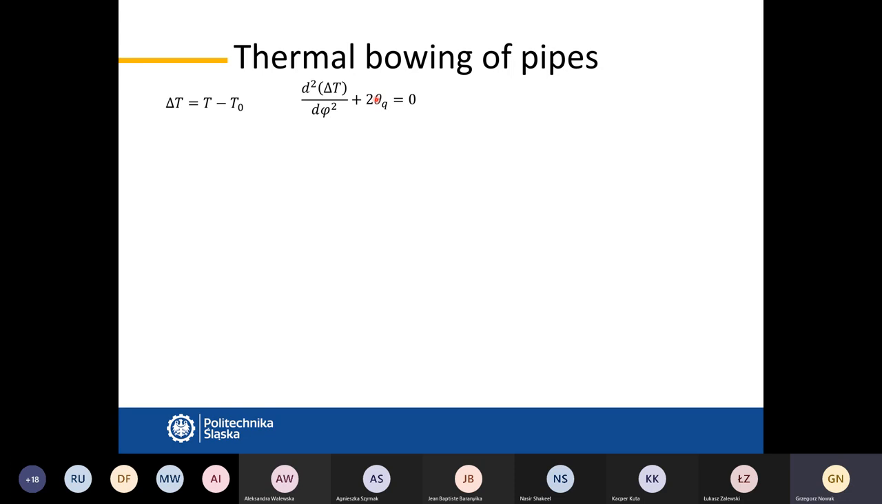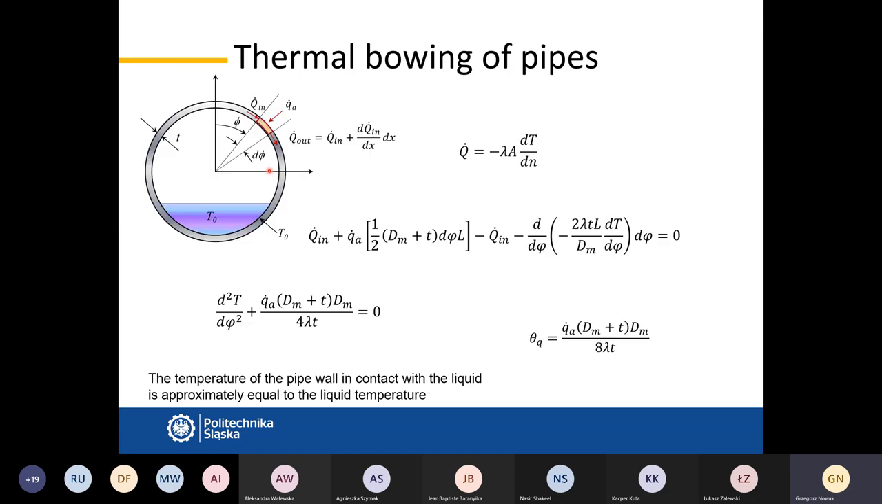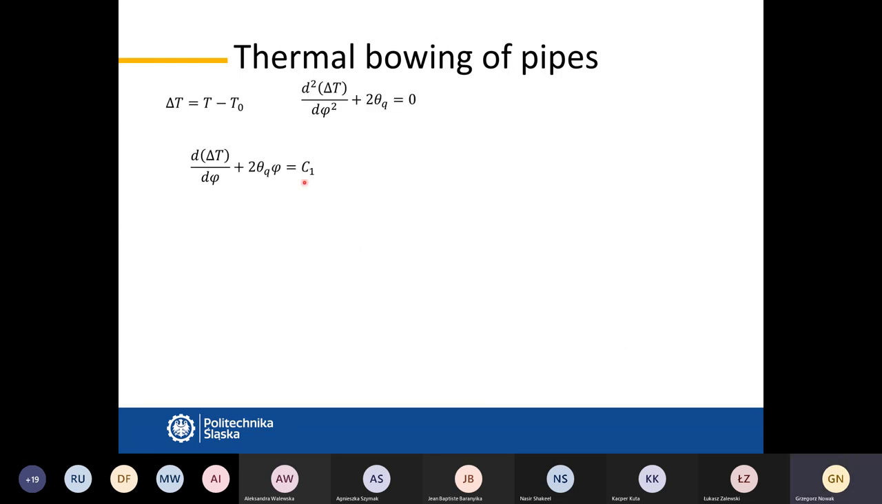And now we can resolve this equation. So first integration, we have the first derivative of temperature difference. It's 2q phi, since theta does not depend, as you look here once again, theta does not depend on q. So it's a constant quantity here. So 2q phi, and this is equal to C1. This is the first integration constant.